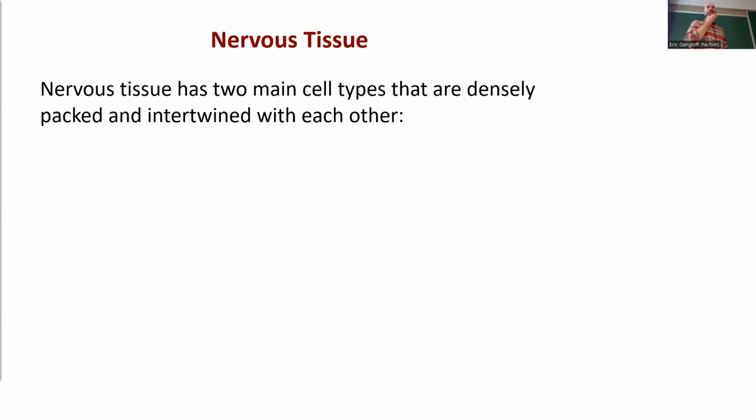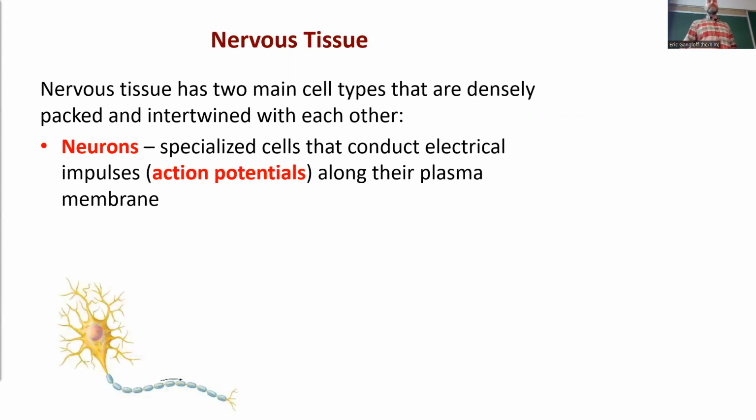So the first thing you need to know is that there are two main types of cells in nervous tissue, and that these two types of cells are found together. They're intertwined. They work very closely together. And the first is the neuron.